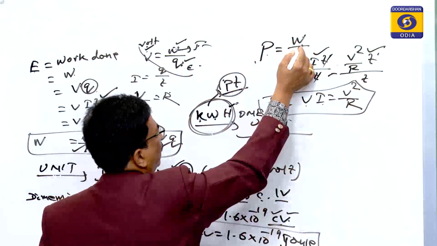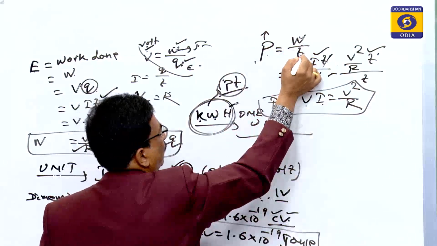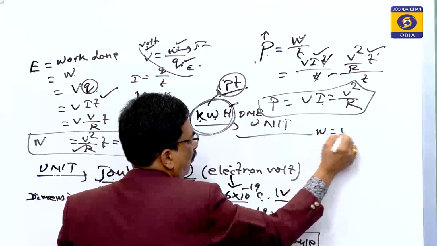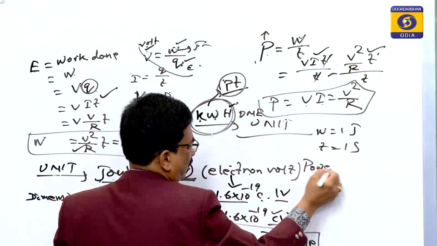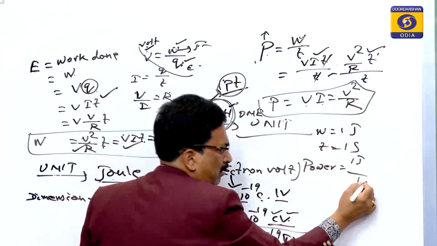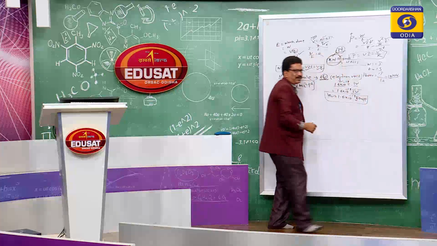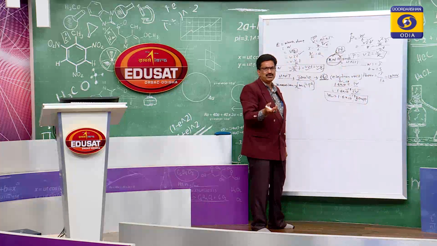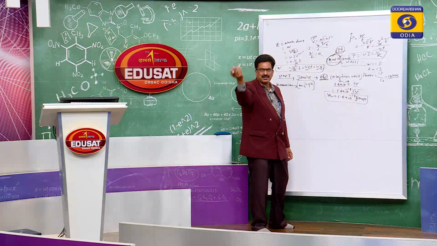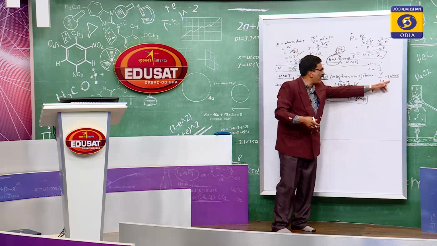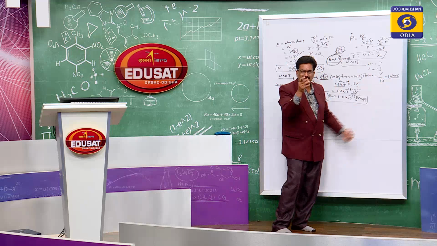But if you go for the fundamental one, power depends upon the work with the time. If the work is 1 joule and the time is 1 second, then the power is 1 joule by 1 second, which is equal to 1 watt. So the fundamental unit of power is the watt. We use a bulb of 60 watt, a bulb of 9 watt, a bulb of 20 watt, a fan of 60 watt. That watt is nothing but the power, and that is the smaller unit.